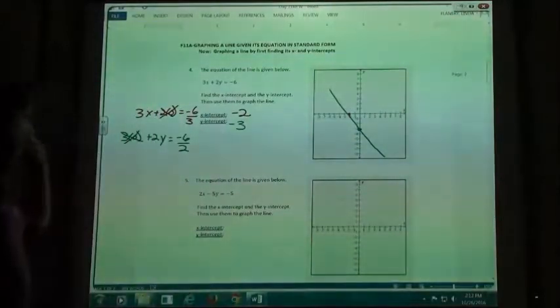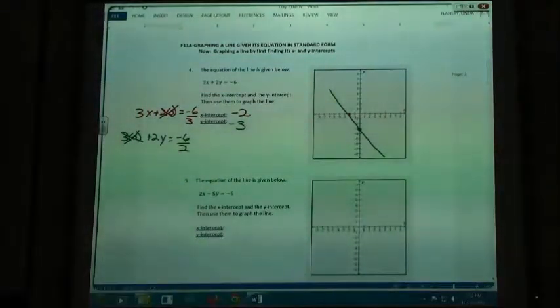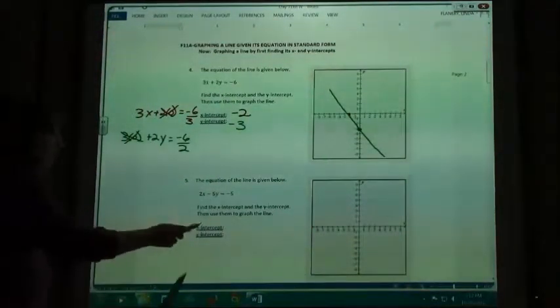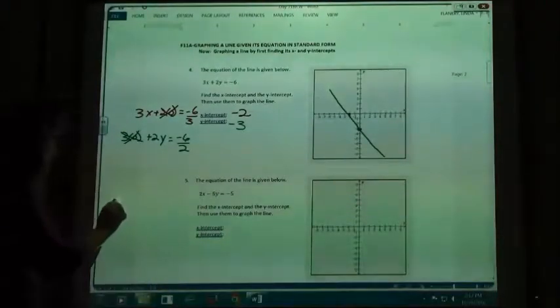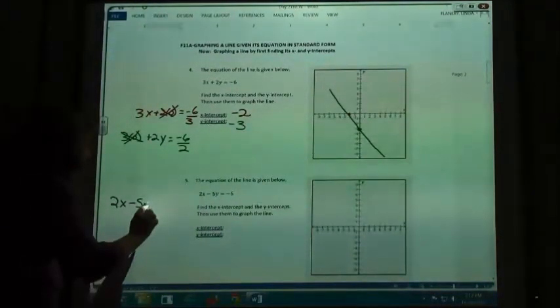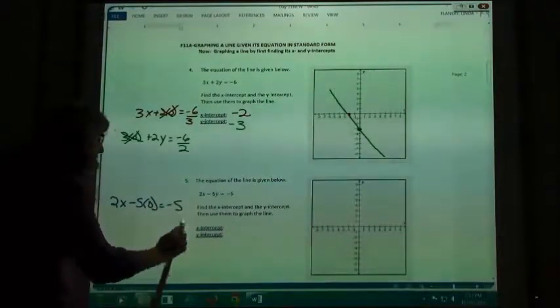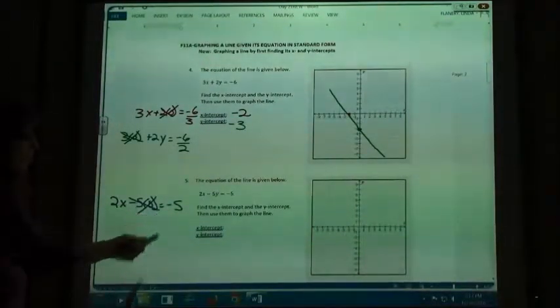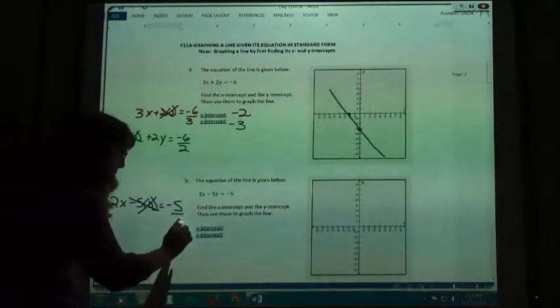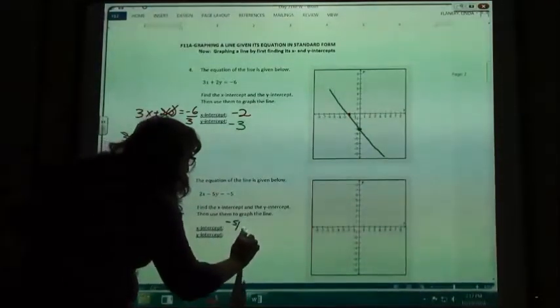So number 5, same kind of thing. I'm going to graph that by finding the x and the y-intercept. So for my x-intercept, y is 0. 2x minus 5 times 0 equals negative 5. Again, that gets rid of the y term. I'm going to divide by the 2, and I get negative 5 halves.